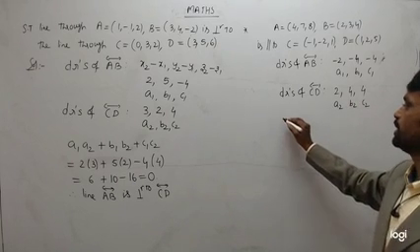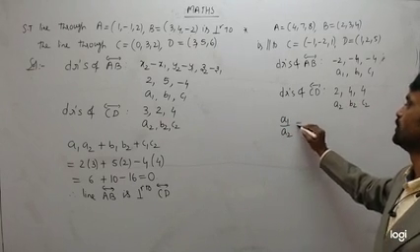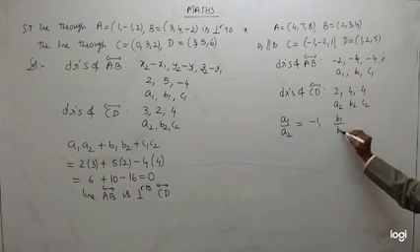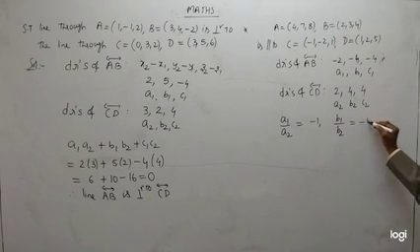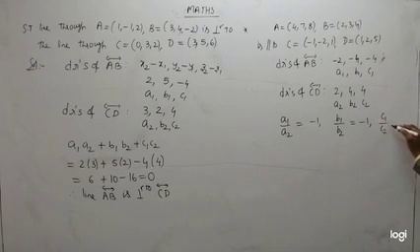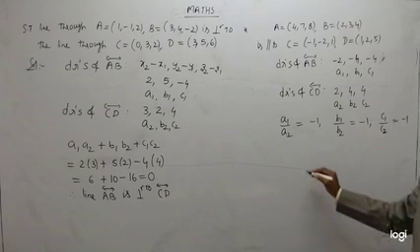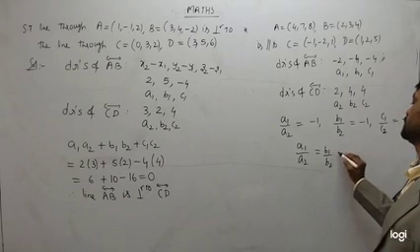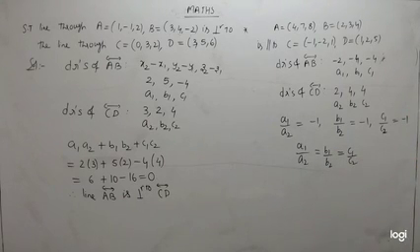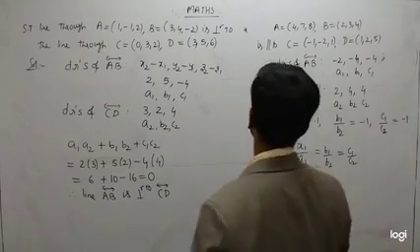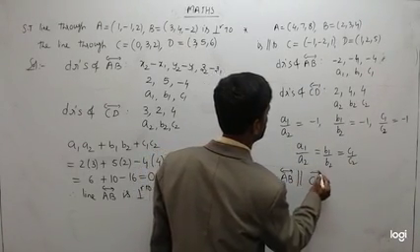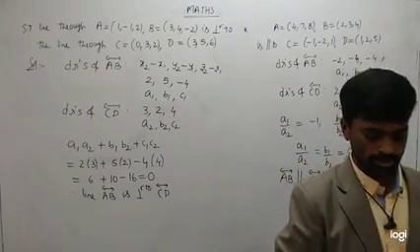So first calculate A1 by A2. What will you get? Minus 2 by 2, minus 1. Next calculate B1 by B2: minus 4 by 4, minus 1. Next calculate C1 by C2: minus 4 by 4, minus 1. So that means all are equal quantities. So A1 by A2 is equal to B1 by B2 is equal to C1 by C2. Therefore, we can conclude the line AB is parallel to the line CD. Okay, understood?